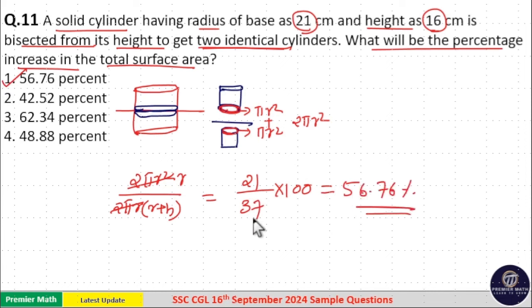56.76%. Here, this total surface area means surface area of these two bases and curved surface area. When you bisect it, these two bases are equal, and curved surface area is also equal. But you are creating two additional bases. That's why the increment is 2 pi r square. You don't need this diagram. When you bisect, you are creating two bases. The increment in area is 2 pi r square divided by initial surface area into 100.